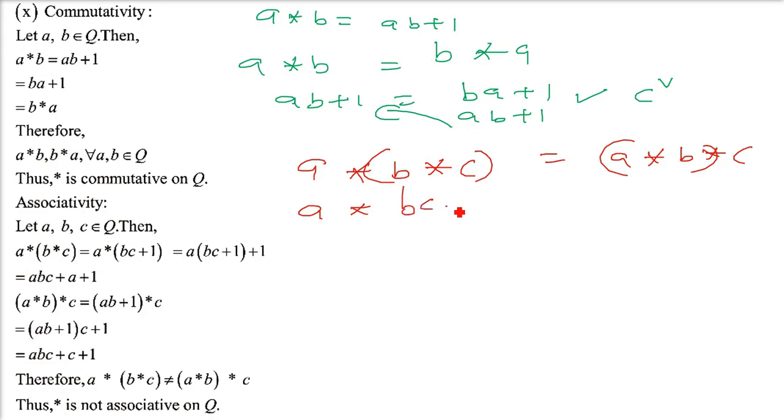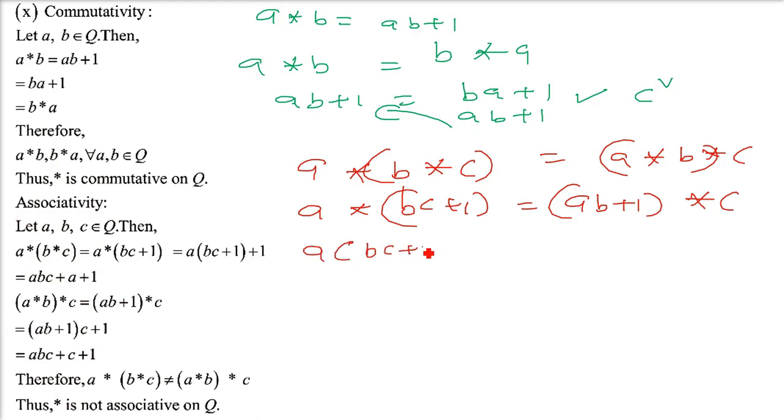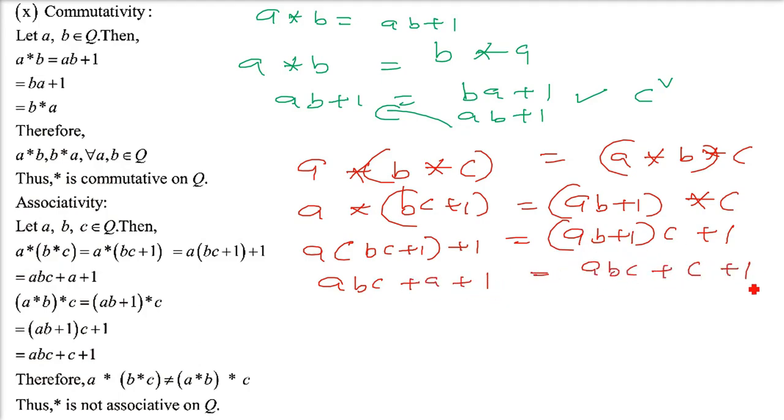And then here we have (AB + 1) * C. The first term is A, the second term is BC + 1, so A * (BC + 1) + 1. There we have (AB + 1) * C + 1. What do you get here? ABC + A + 1. Here also ABC + C + 1. So there is a mismatch in A and C. That is why star is not associative on Q.